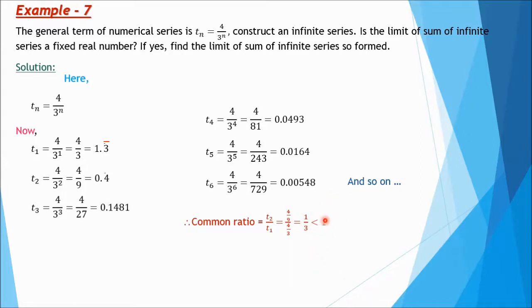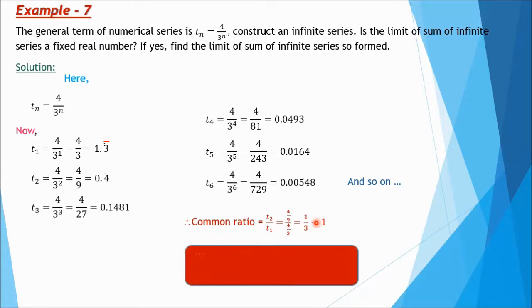So what we can conclude is, since the common ratio is less than 1, the limit of the sum of the series will be a fixed real number. We can find the limit of the sum of the series as a fixed real number.